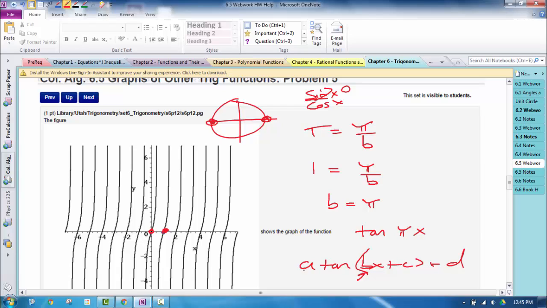So the amplitude, I'm not sure if this has changed at all. So I'm just going to try to enter this in and see if it works the way that it is. And like I said, b now I know is pi, so I can enter that in as pi x. It's not shifted over left or right like we talked about, and it's not shifted up or down. So my answer is just the tangent of pi x, which is right here.